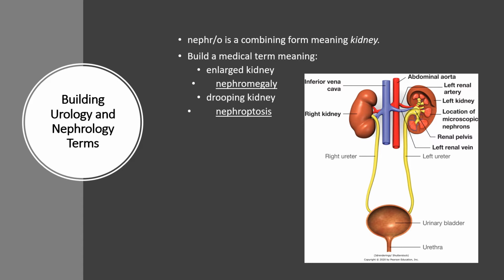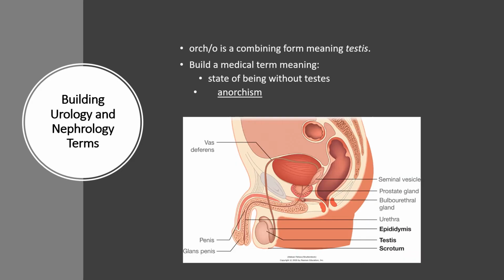Nephromegaly is an enlarged kidney. Nephroptosis is a drooping kidney. Orcho is a combining form that means testis. Anorchism is the state of being without the testes.